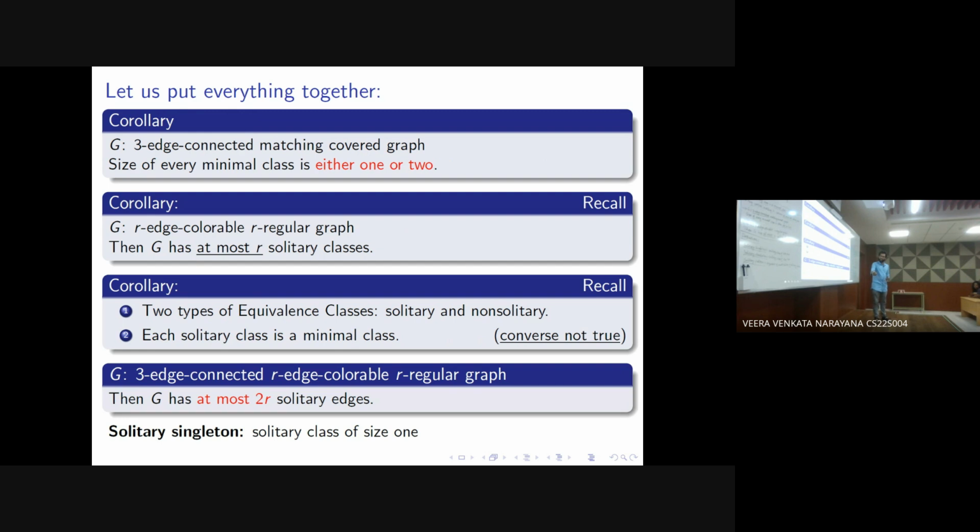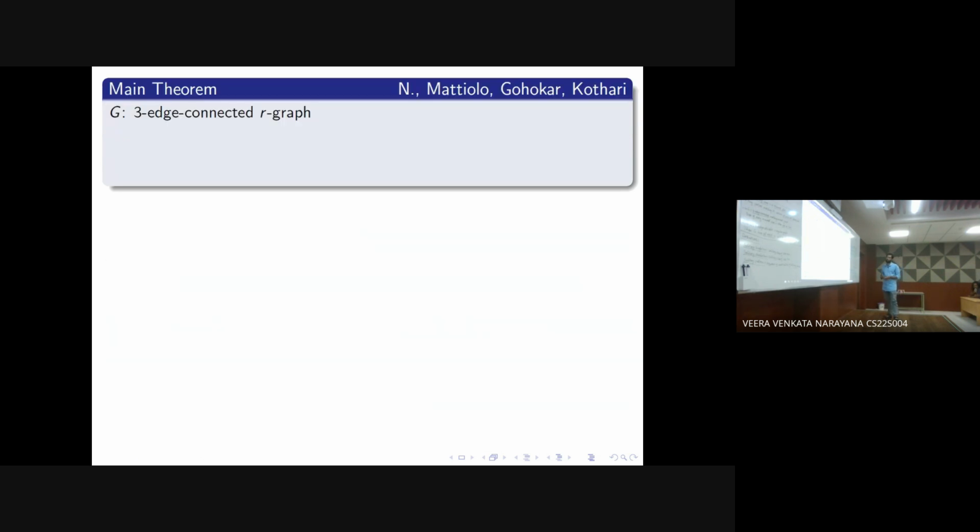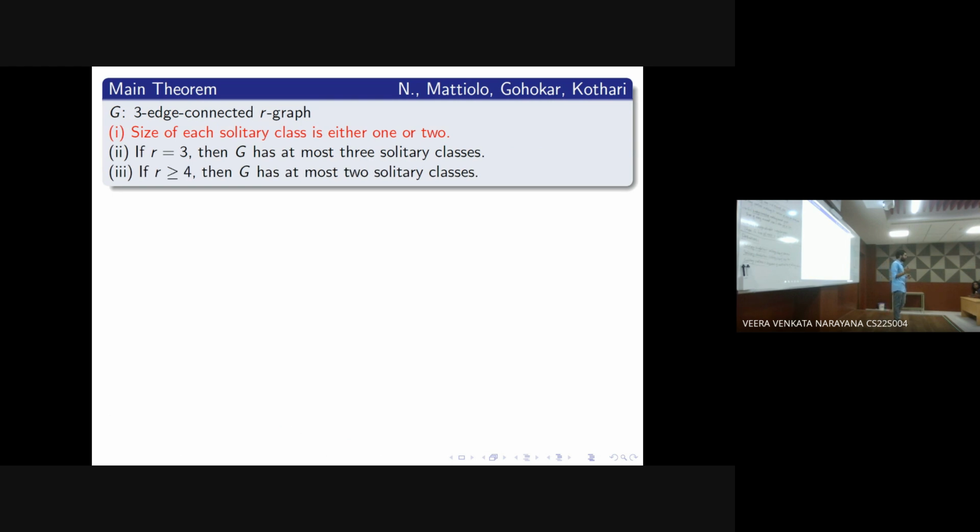So just a definition, we're calling a solitary class of size 1 a solitary singleton and of size 2 a solitary doubleton. So this is our main theorem. Take any 3-edge connected r-graph. The size of each solitary class is either 1 or 2. That we just observed, it's a corollary of Lucchesi and Murty. And if r is equal to 3, then G has at most 3 solitary classes. If r is at least 4, then G has at most 2 solitary classes. In this talk, I'm going to give a proof of the main theorem.